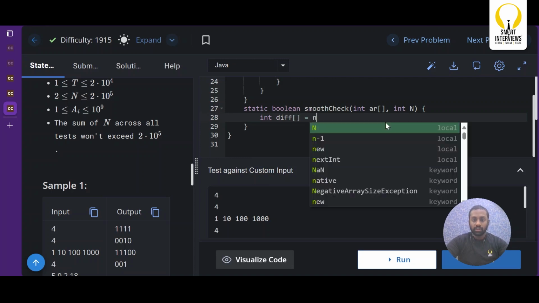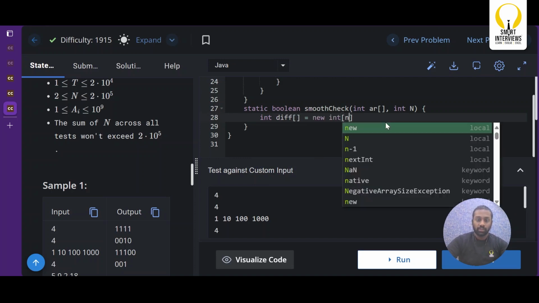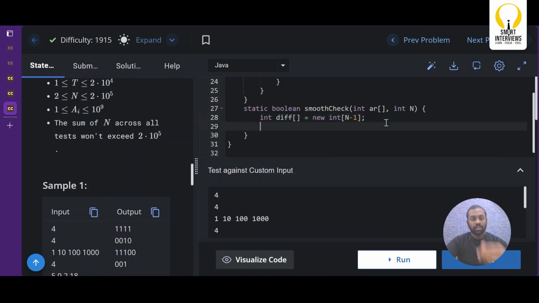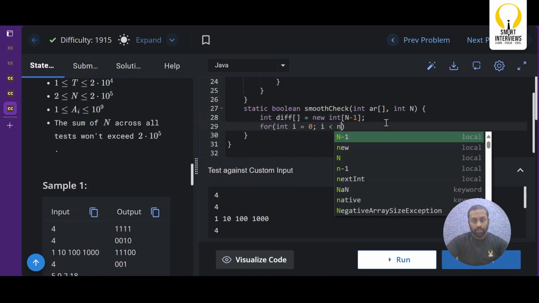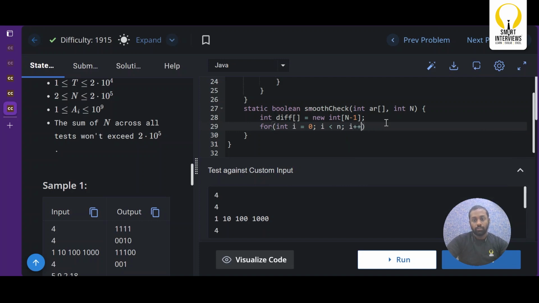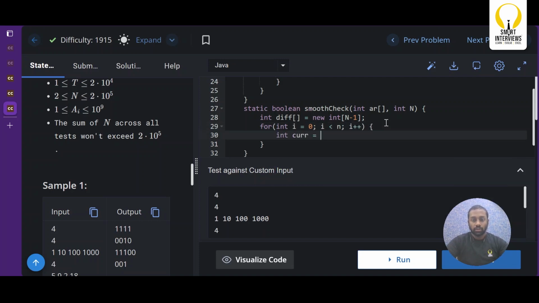What will be the difference array size? For n elements, there will be n minus 1 differences. So n minus 1 size, for int i equal to 0, i less than n, i++. How will I get the difference? The current difference is array of i plus 1 minus array of i. But if I'm doing this, i plus 1 will fail for i equal to n minus 1. So I need to stop at n minus 2 itself.